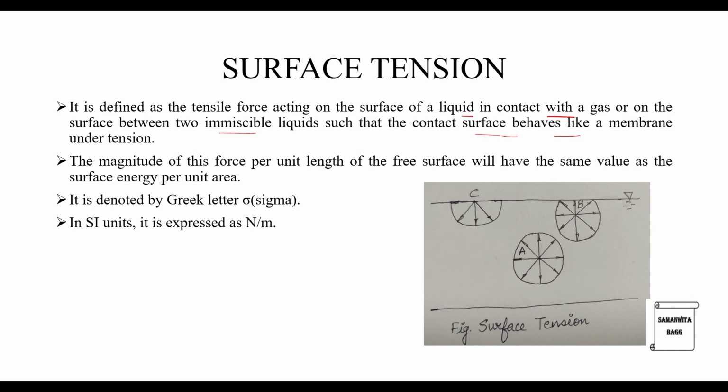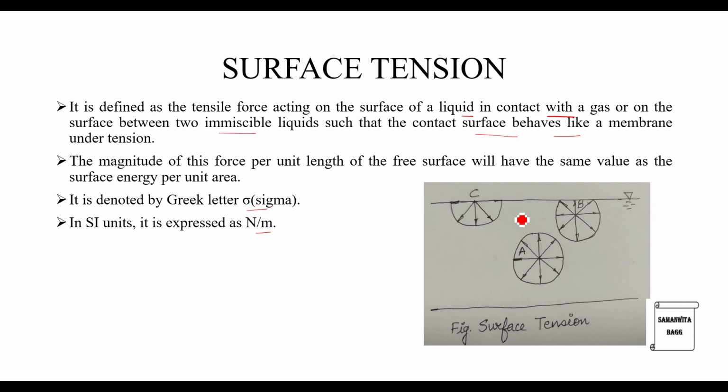The magnitude of this force per unit length of the free surface will have the same value as the surface energy per unit area. It is denoted by the Greek symbol sigma. So we can use sigma as a symbol for indicating surface tension between two fluids. In SI unit, it is expressed as Newton per meter. The reason is it is surface energy per unit area's unit, which I am using here. So it will be Newton per meter.